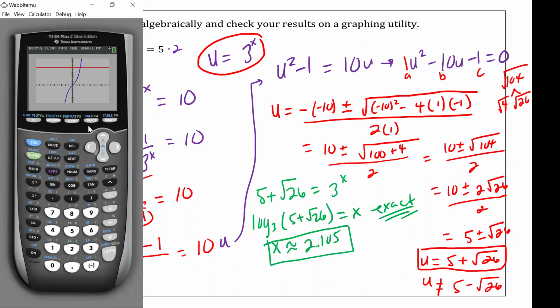So remember pressing second, trace, 5 for intersect. And it's like, is this the graph you want? Yes. Is this the graph you want? Yes. Do you really want to find their answer? Yes. And bam, did we get the same answer that we got? We did. Okay.